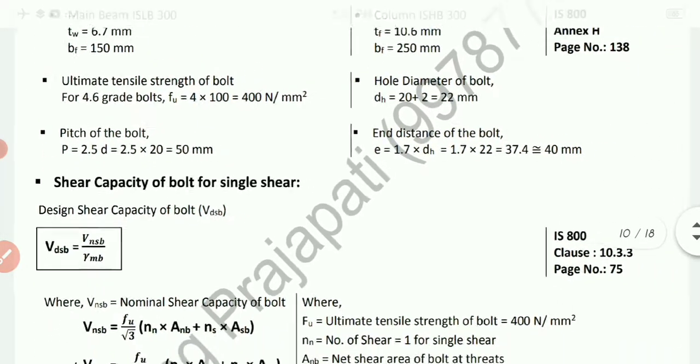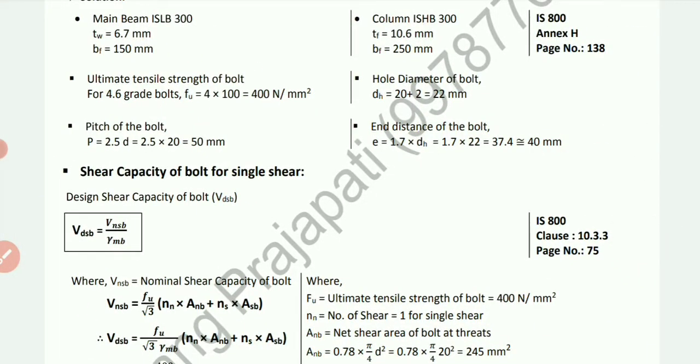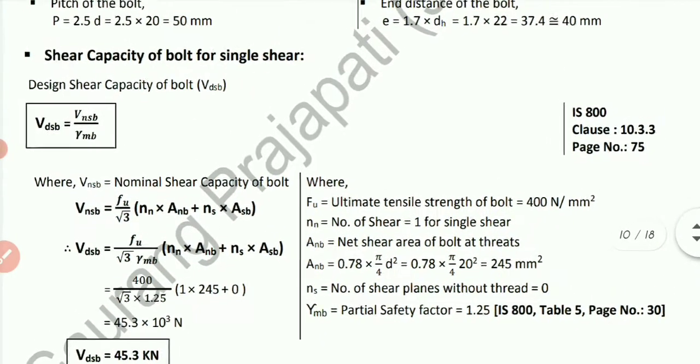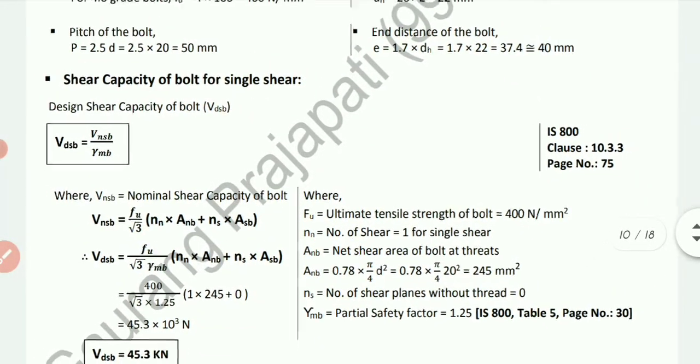Now let's do the sum in the same manner as in the previous sum: shear capacity and bearing capacity. Shear capacity in terms of single shear, and bearing capacity in terms of thickness. So first of all, shear capacity.